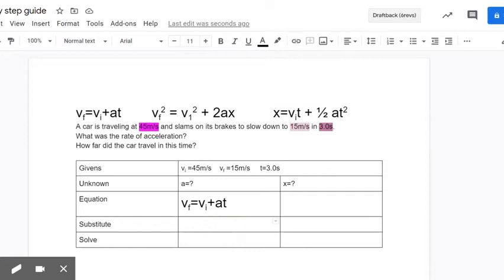Okay, so I know the equation I'm going to use. Now I'm going to substitute in the givens that I have defined and put in the A, which is my unknown. So again, my VF is 15.